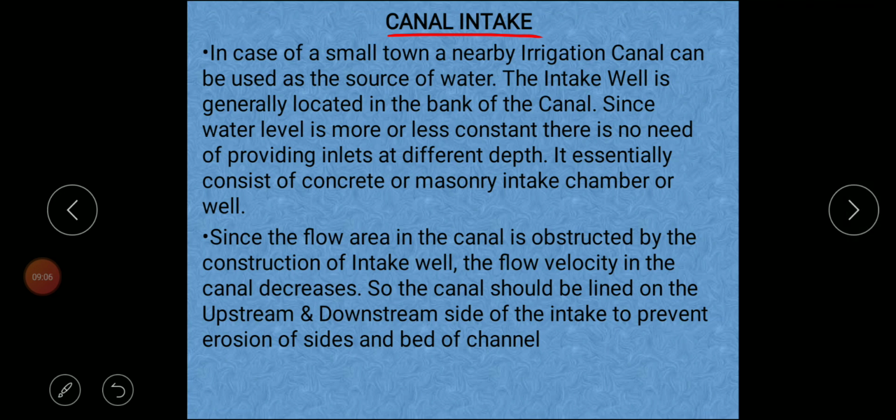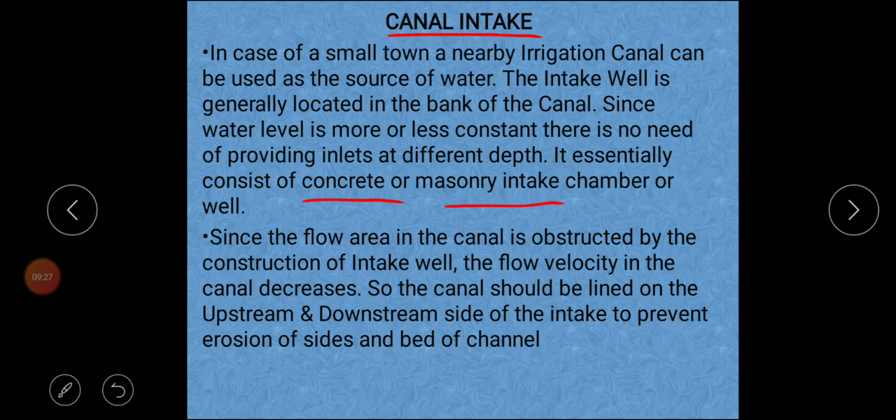Since the water level is more or less constant, there is no need of providing inlets at different depths. It essentially consists of a concrete or masonry intake chamber or well. So these intakes are constructed with the help of concrete or masonry.